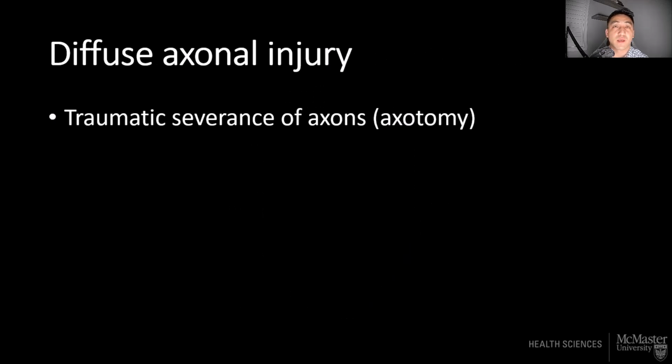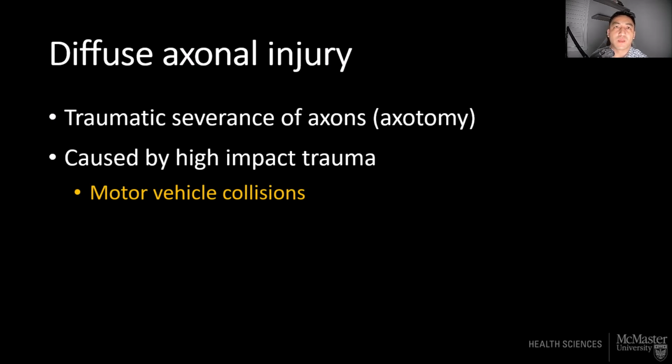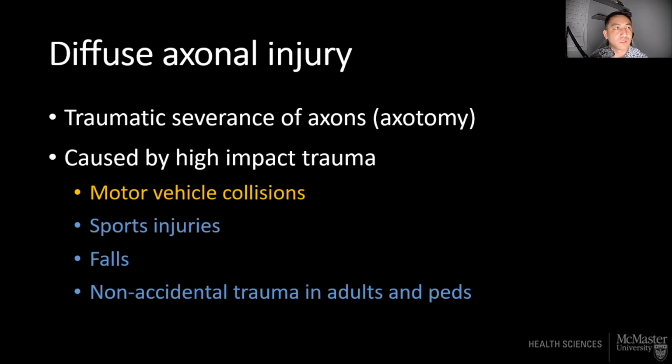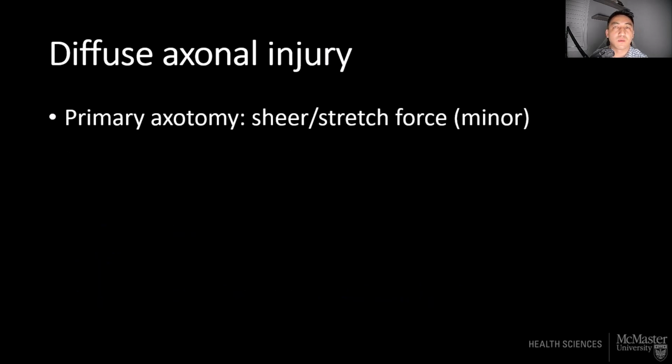All right, diffuse axonal injuries. It's a misnomer because it's not diffuse. There's a movement towards calling these traumatic axonal injury. We all know they can be caused by MVCs, but we can also see them in sports injuries, falls, and non-accidental trauma. There are two mechanisms by which DAI causes damage.